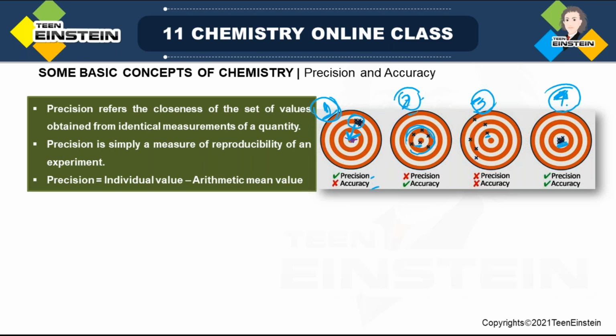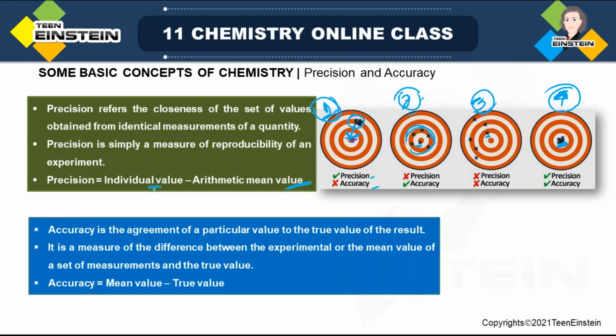And how can you obtain it? Precision is actually equal to the individual value minus the arithmetic mean value. So here, for the 6 results that you have obtained, you have to take the arithmetic mean and then subtract this mean from the individual value. So you will get the precision.